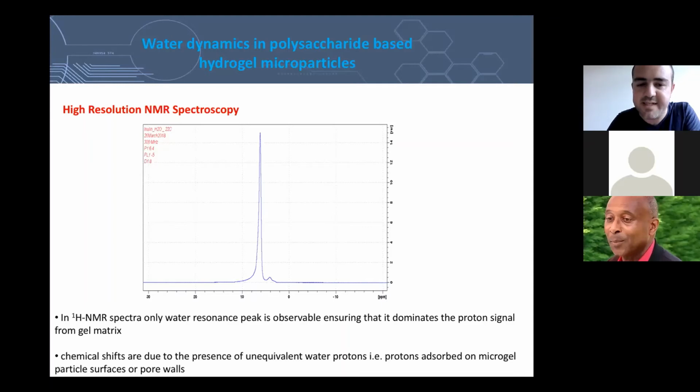inulin matrix itself. But we see another thing: there is some splitting in the water resonance peak, and the chemical shifts of a few ppm are obviously due to the presence of different fractions of water. For example, the water that is close to the pore walls or the particle surfaces is feeling another local field that is induced by this matrix, and this gives rise to this chemical shift.